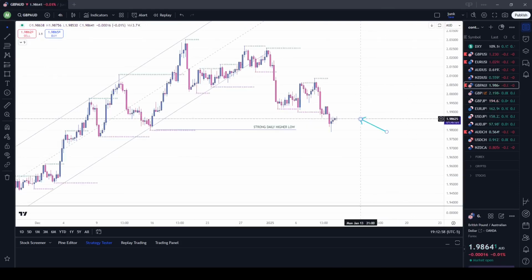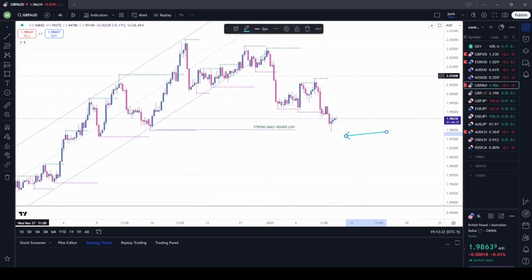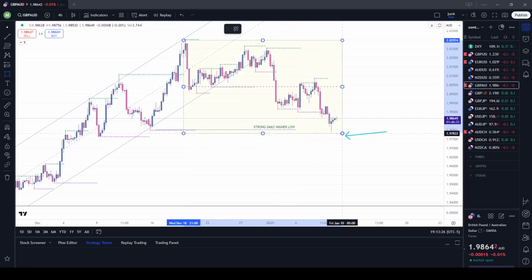GBP AUD daily. This is the daily higher low that hasn't been broken yet. The wick to this demand zone. But let's just say the daily making higher highs, higher lows, and these higher lows didn't break through the higher high. It was up here, so it's been in this daily range ever since.